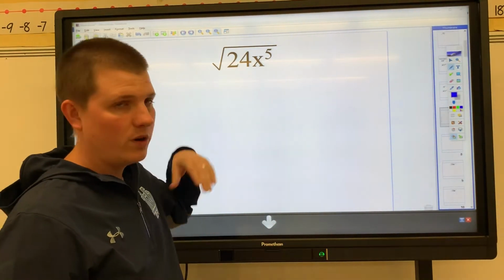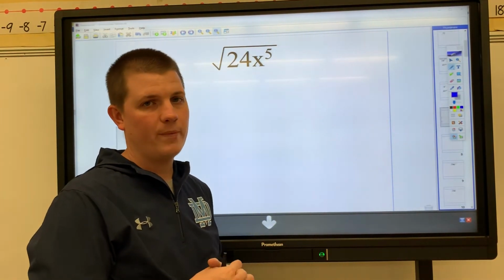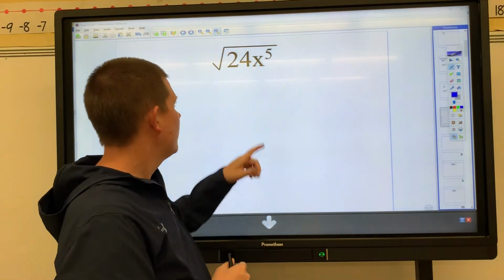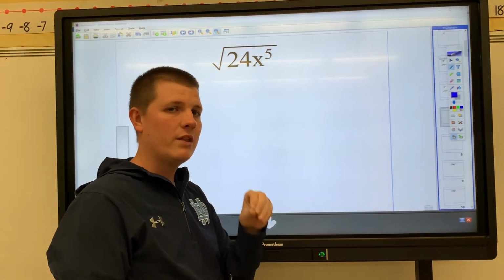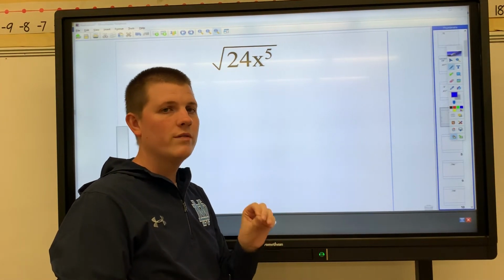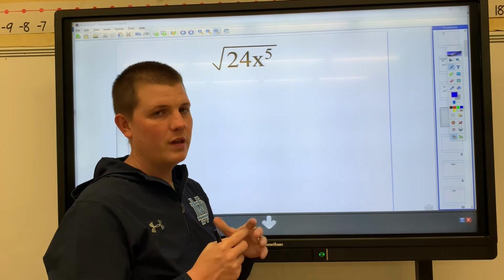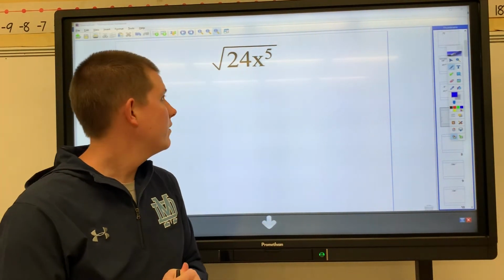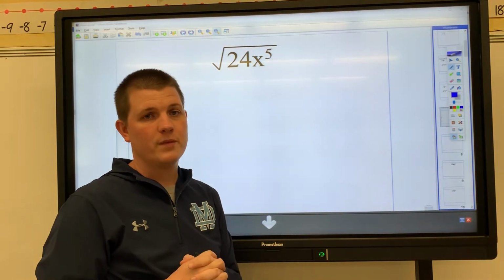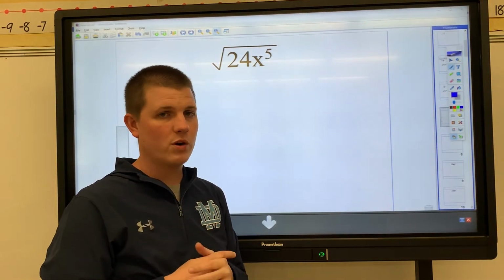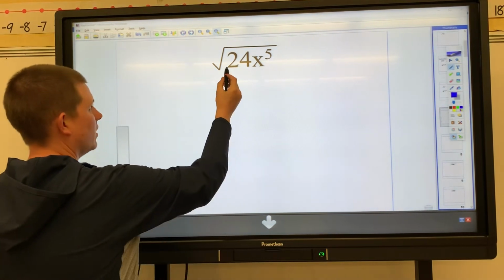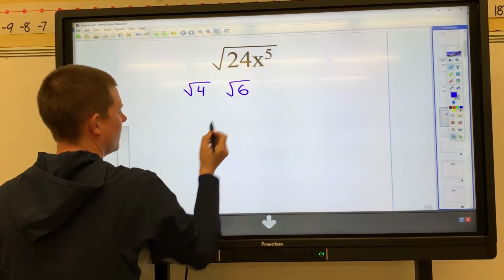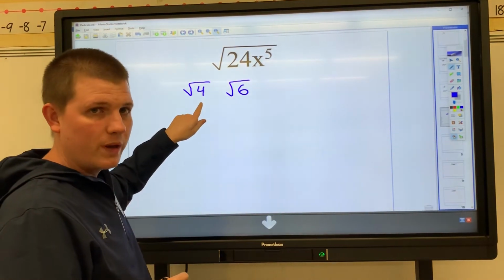So first, let's look at 24. Is 24 a perfect square? No. So let's break it up. In the last lesson, we were talking about, think of two numbers that can multiply together to equal 24. One of those has to be a perfect square. So if you think about all of those, I get 24. 12 and 2, neither are a perfect square. 8 and 3, neither are a perfect square. 6 and 4, 4 is a perfect square. So we're going to break up 24 into 4 and 6. 4 is a perfect square, so we can use it.